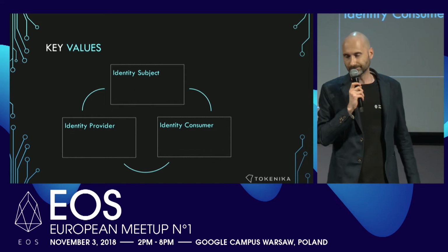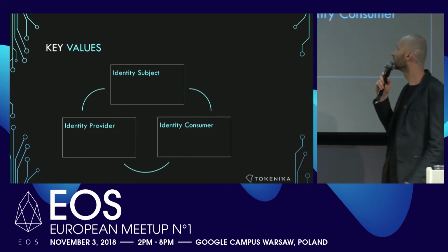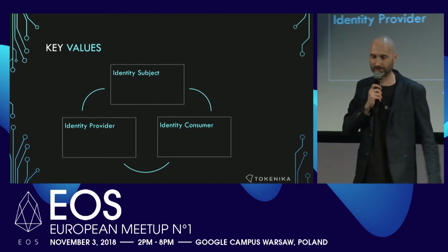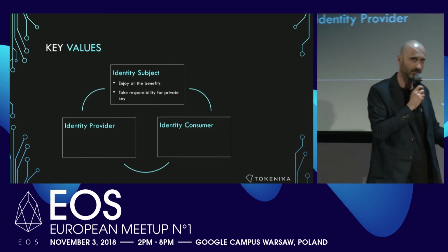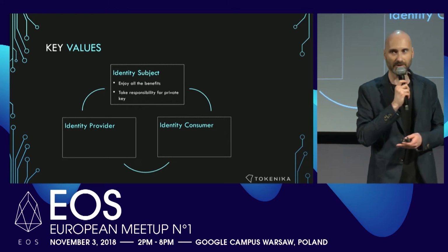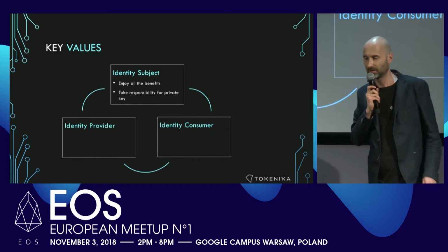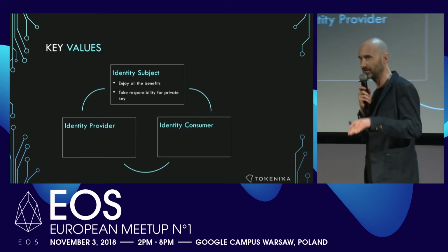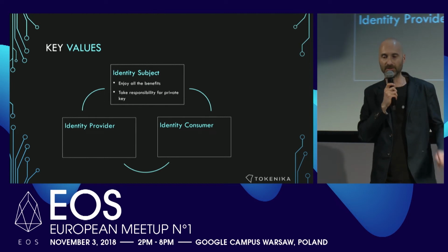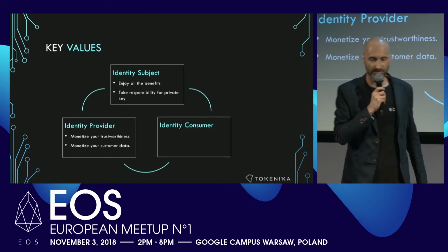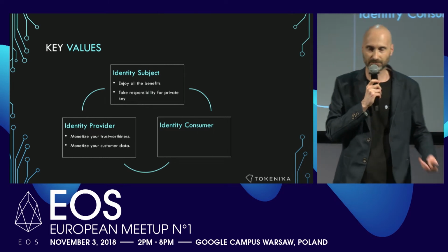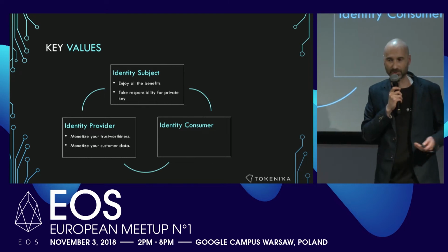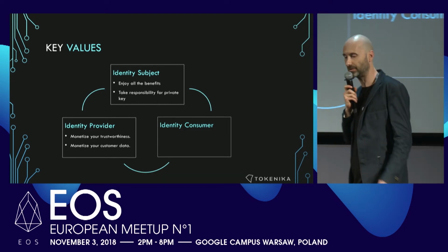And let's take a look at the value added for each of them. So for identity subject, so it's basically you, it's pretty simple. You have all the benefits that we mentioned at the beginning, but you need to take responsibility for the private key or the secret that protects this identity. For identity provider, it's even more simple. There are just benefits. This entity can monetize its reputation and its ability to vet information.